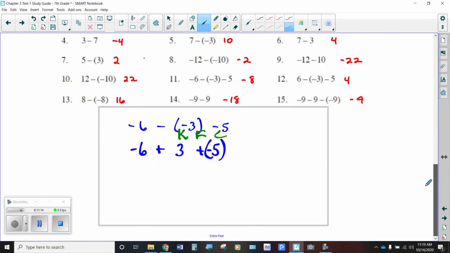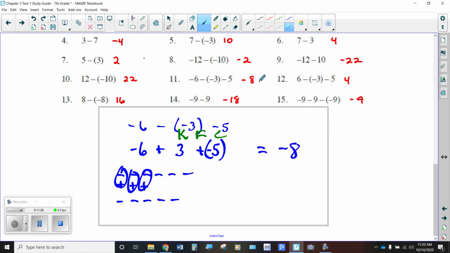So now if you wanted to use your model, you're adding all these things together, 1, 2, 3, 4, 5, 6, 1, 2, 3, and then another 1, 2, 3, 4, 5. So you got 1, 2, 3 zero pairs, and the rest are all negatives. So that gives us a final answer of -8, which is what we've got right there. Or you could have just gone from left to right. -6 plus 3 is -3, and -3 plus a -5 is also -8.